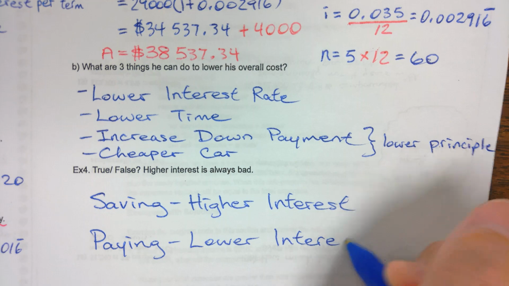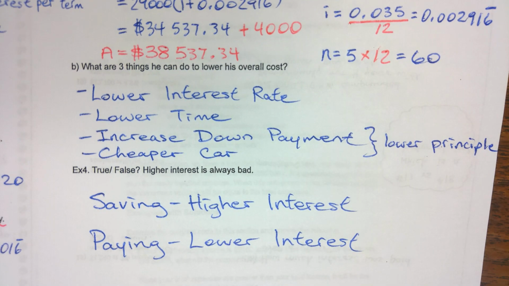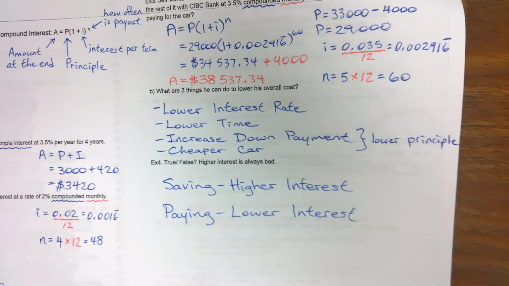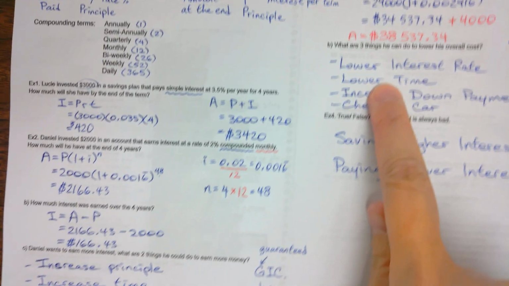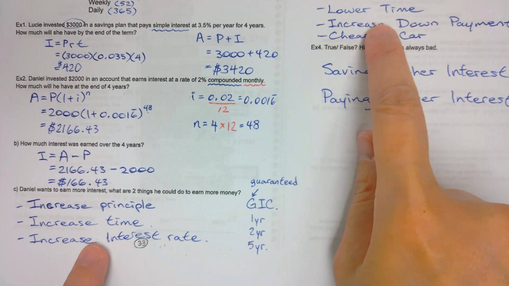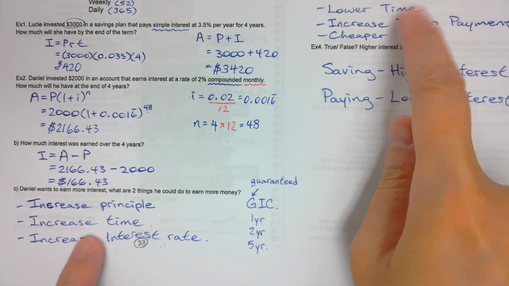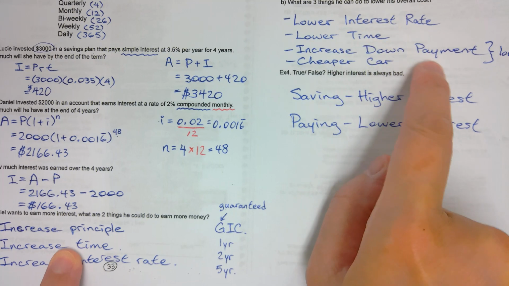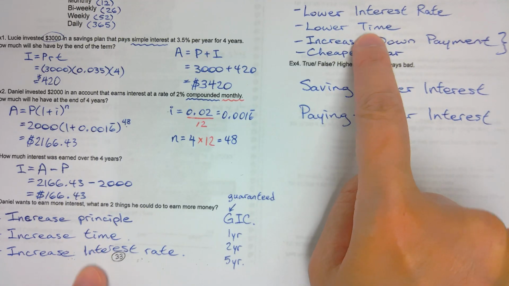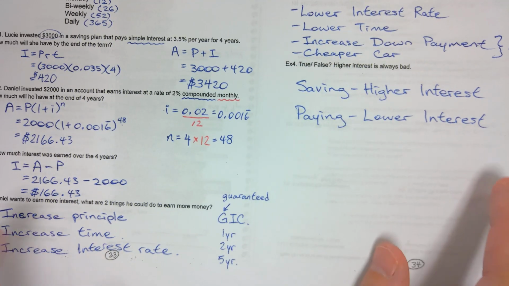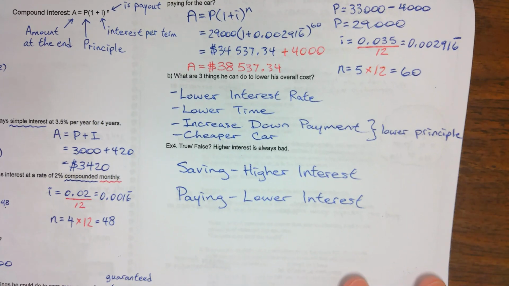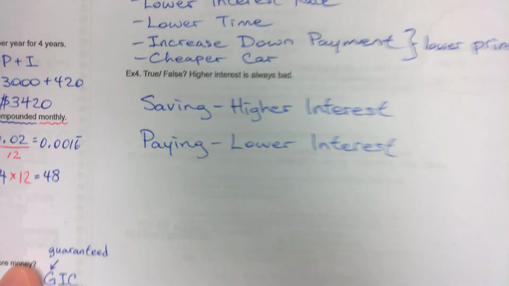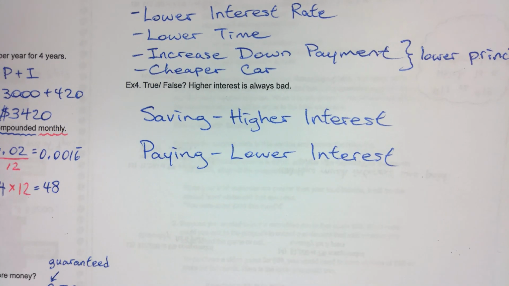All right. So that's why if you take a look at this and this right here, these two questions, notice we basically set them opposite of each other. This one was like increase the principal, lower the principal, increase time, lower time, increase interest rate, lower interest rate. So there's no one word fits all. It depends on the situation, it depends on the question.